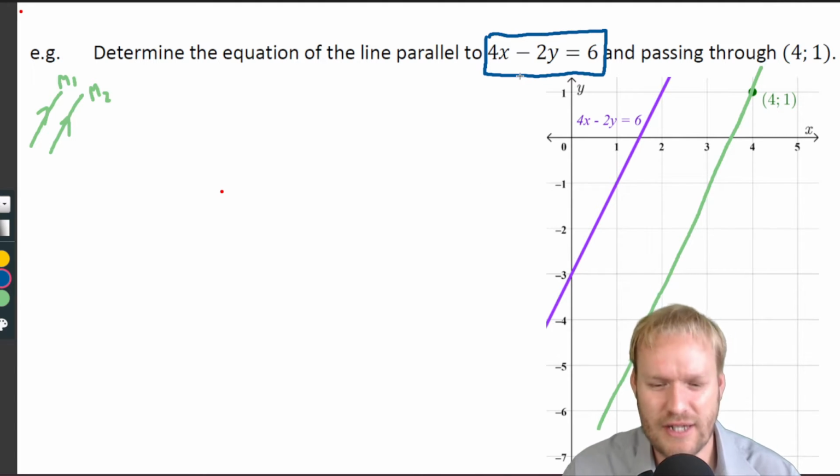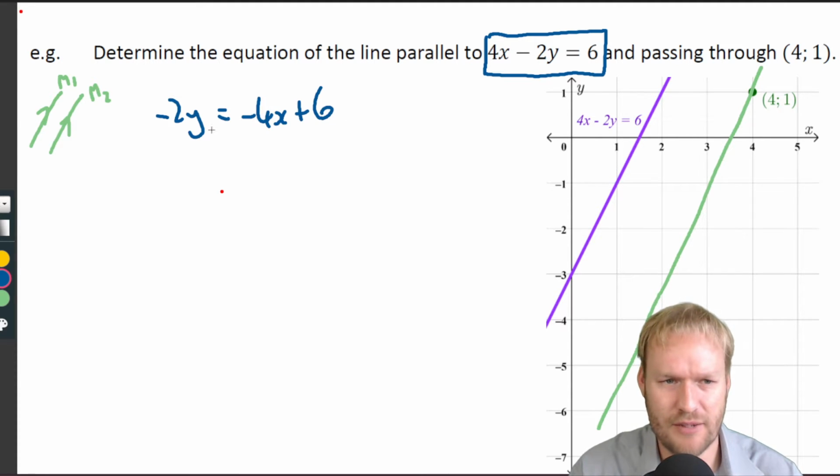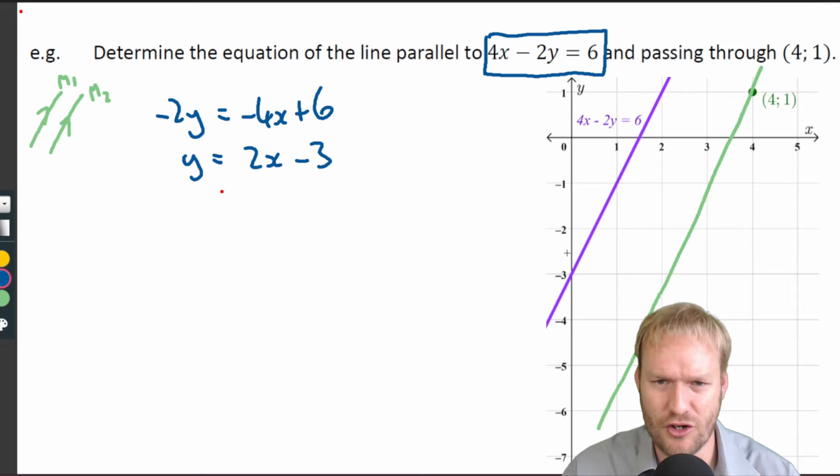Well, if we could put it in standard form, we could just read that off, because we only know 1 point. So let's rearrange that equation, or manipulate it. So we get minus 2y equals minus 4x plus 6. Okay, and then divide both sides by -2: y equals 2x minus 3. Seems to fit the graph well as well.